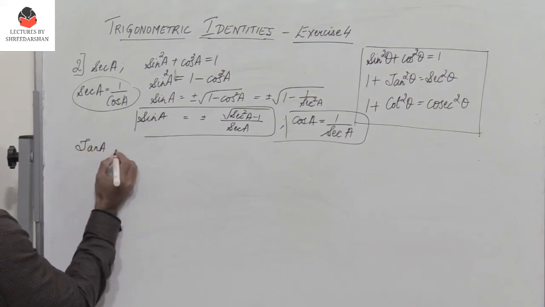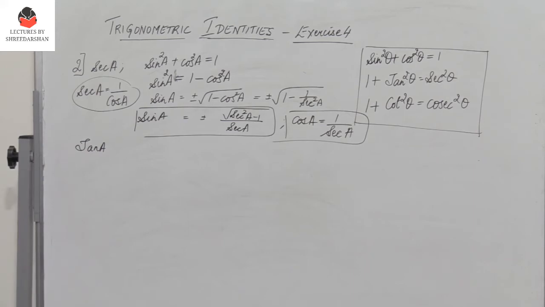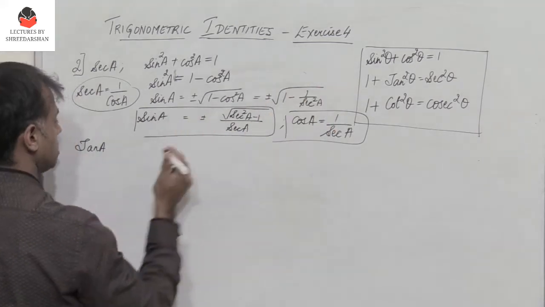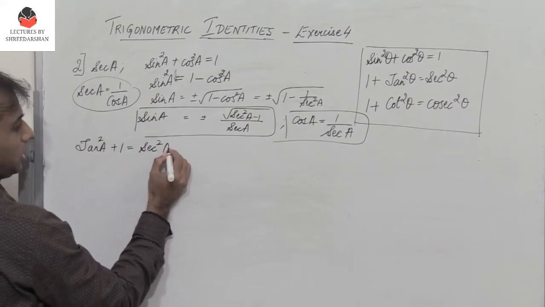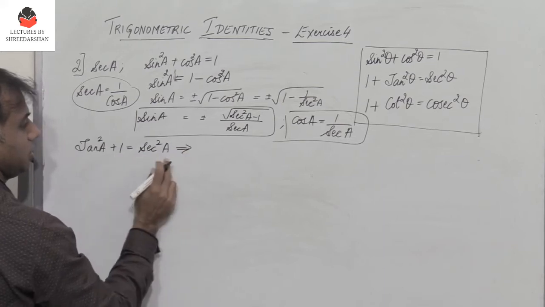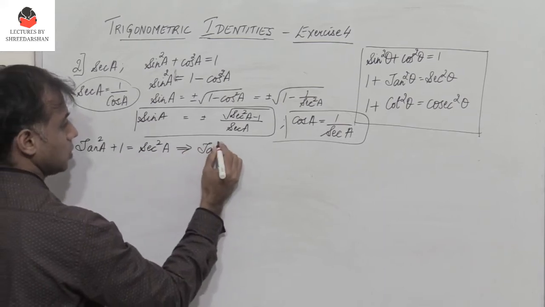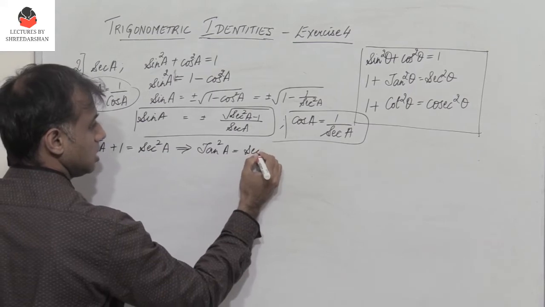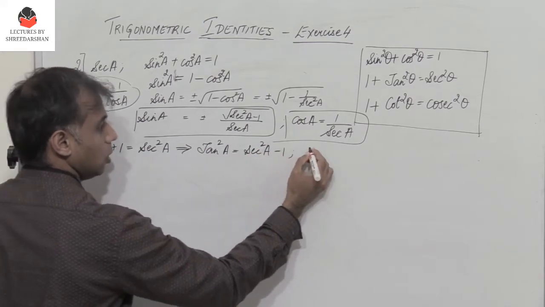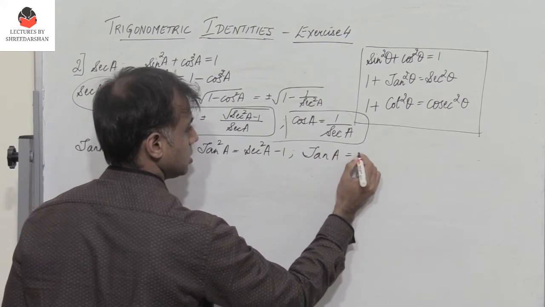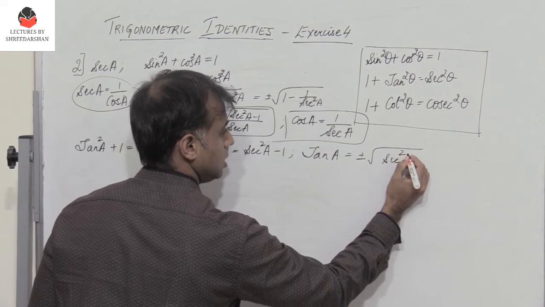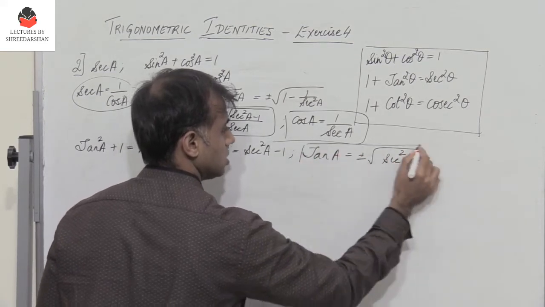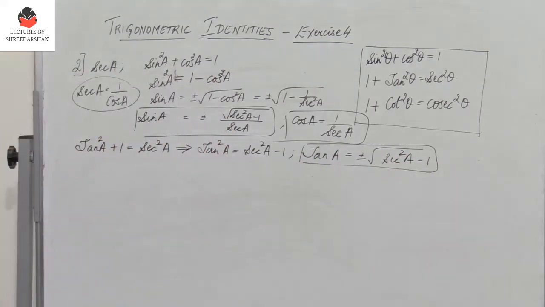So tan A in terms of secant A. Okay, so we know that from this expression, 1 plus tan square A is secant square A. This implies, let me bring this 1 here. So I have tan square A equals secant square A minus 1, or tan A equals plus minus root of secant square A minus 1. So this is tan A. So tan A is plus minus root of secant square A minus 1.